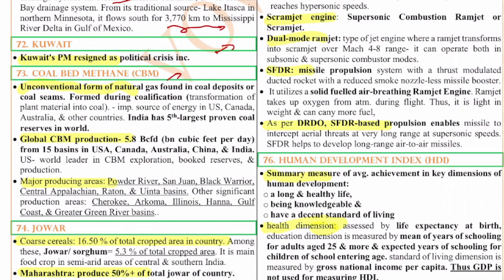Yeah. So next, 73rd question on coal bed methane. The coal bed methane is the unconventional form of natural gas found in the coal deposits or the coal seams. It is formed during coalification. India has the 5th largest proven coal reserves in the world. So that is the reason. That means here we are trapping the methane which is found in these coal reserves. That is called as coal bed methane.